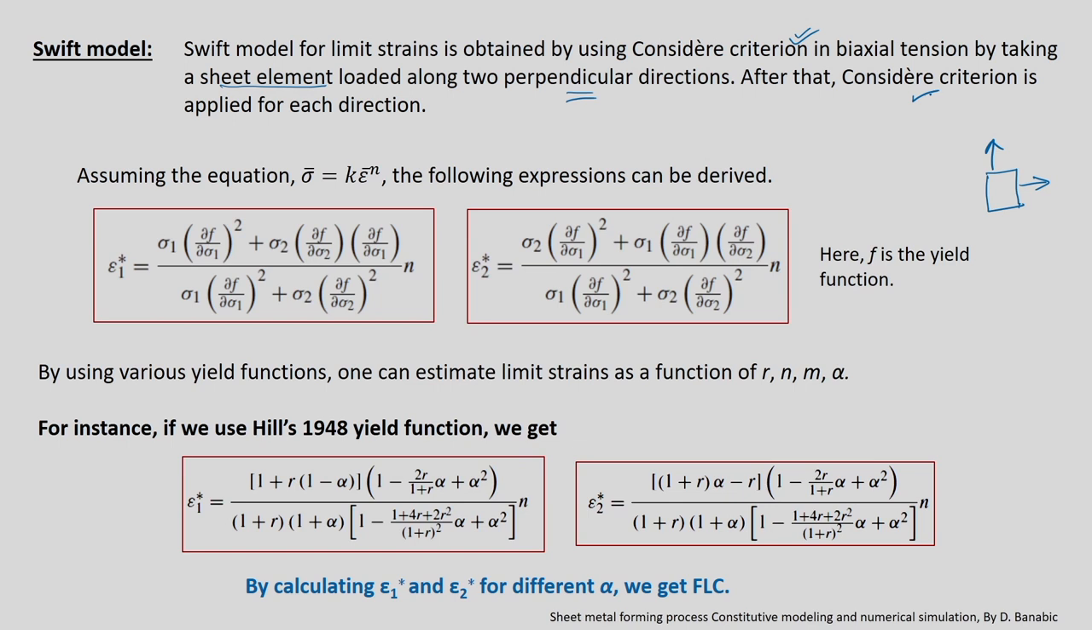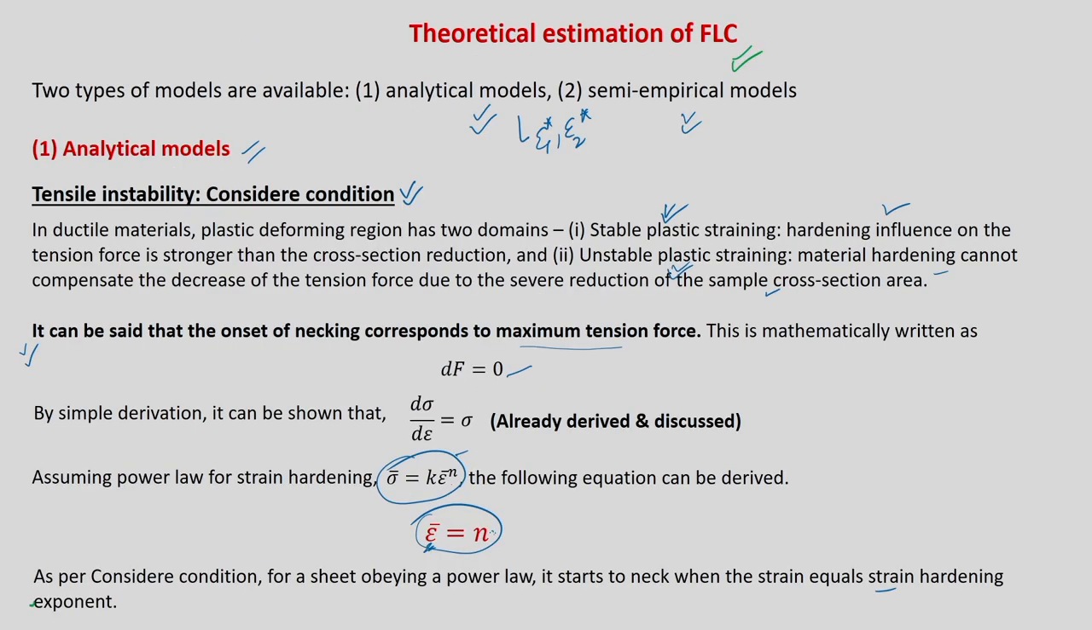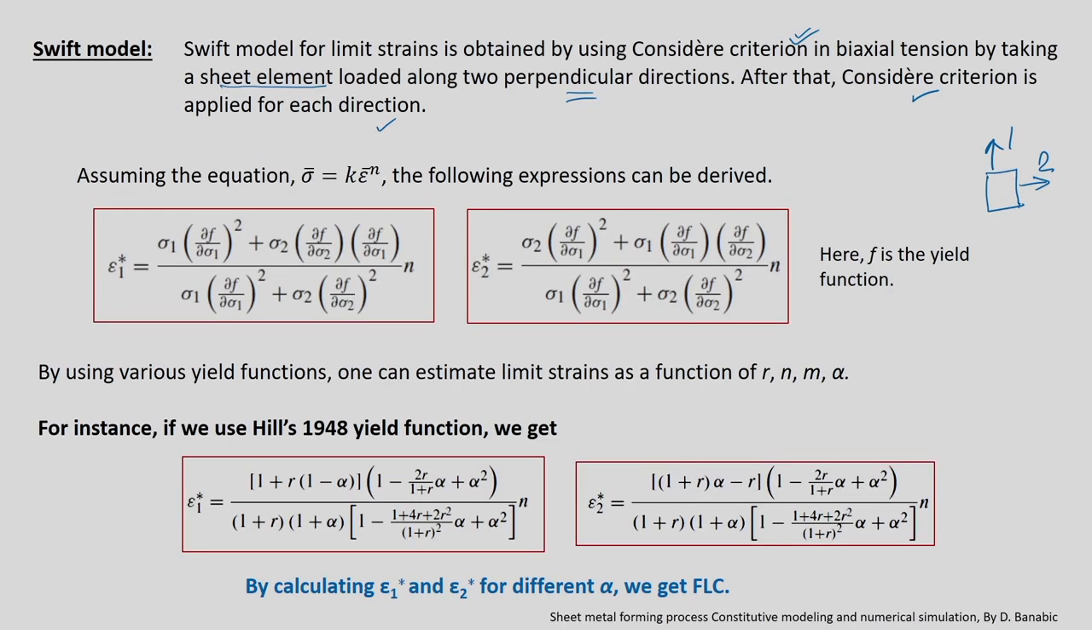Apply the considering criterion in each direction. Along one direction, let us say along two direction, you apply this particular condition, and of course one can put a similar condition, your df is equal to 0. Similarly, you can put conditions on both the directions, and if you assume the same power hardening law, sigma is equal to k epsilon power n, you will get two important expressions, one for epsilon 1 star and epsilon 2 star. Epsilon 1 star and 2 star are nothing but the data points on the forming limit curve.